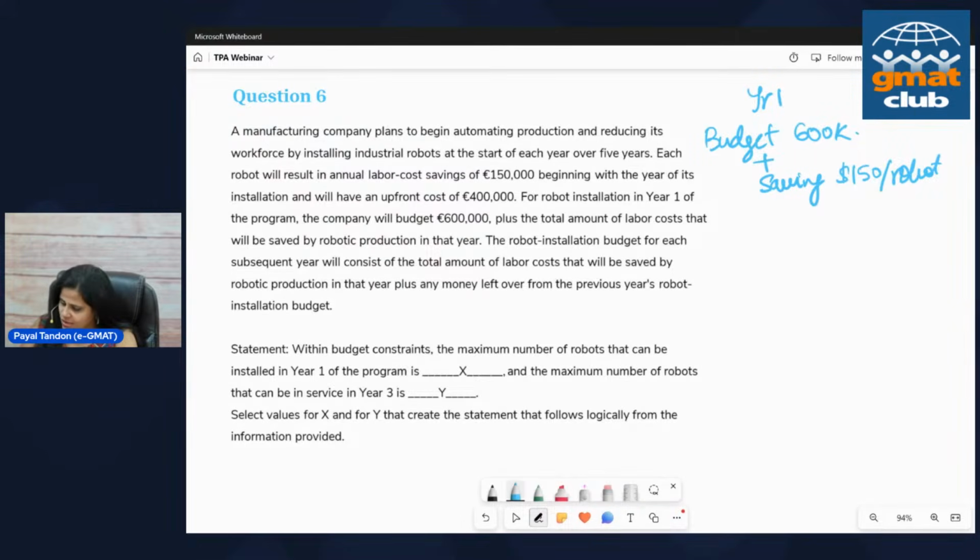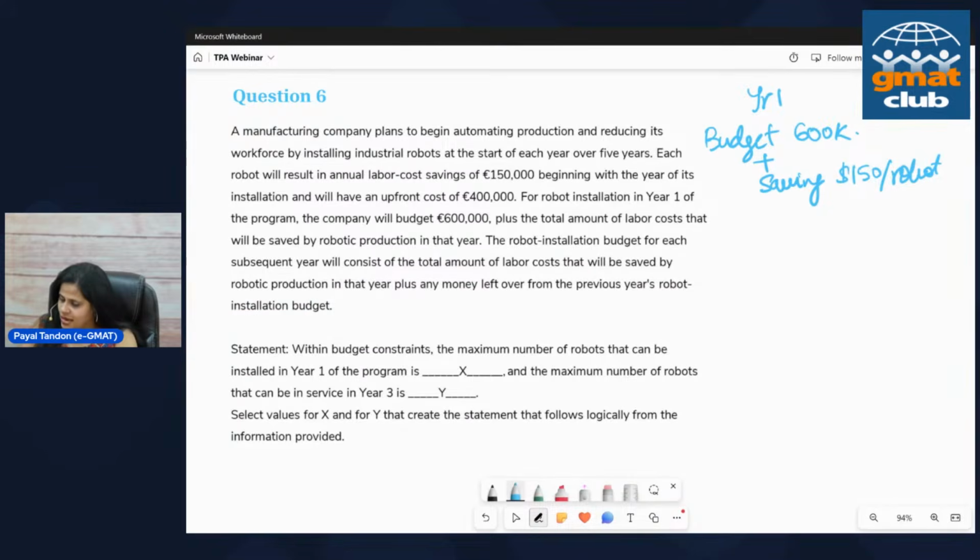Now, what is the budget for the rest of the year? The robot installation budget for each subsequent year will consist of the total amount of labor costs that will be saved by robotic production in that year, plus any money left over from the previous year's robot installation budget.